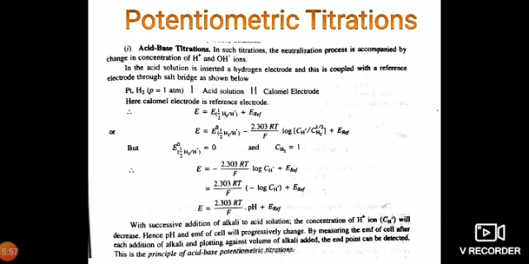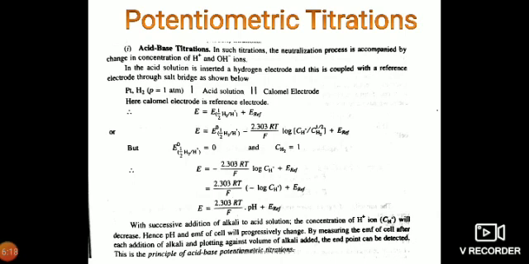Different types of titrations are carried out in the presence of suitable electrodes, and variation of electrode potentials leads to the detection of the endpoint of the reaction. So here we are discussing two types of potentiometric titrations. The first one is acid-base neutralization titration, and the second one is oxidation reduction, that is, redox titration.